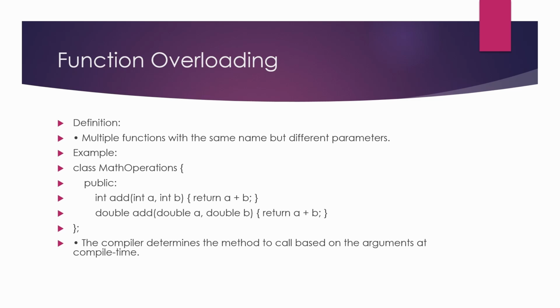Function overloading is a perfect example of compile time polymorphism. It occurs when multiple functions share the same name but have different parameter types or numbers. The compiler will determine which function to call based on the parameters passed to it.